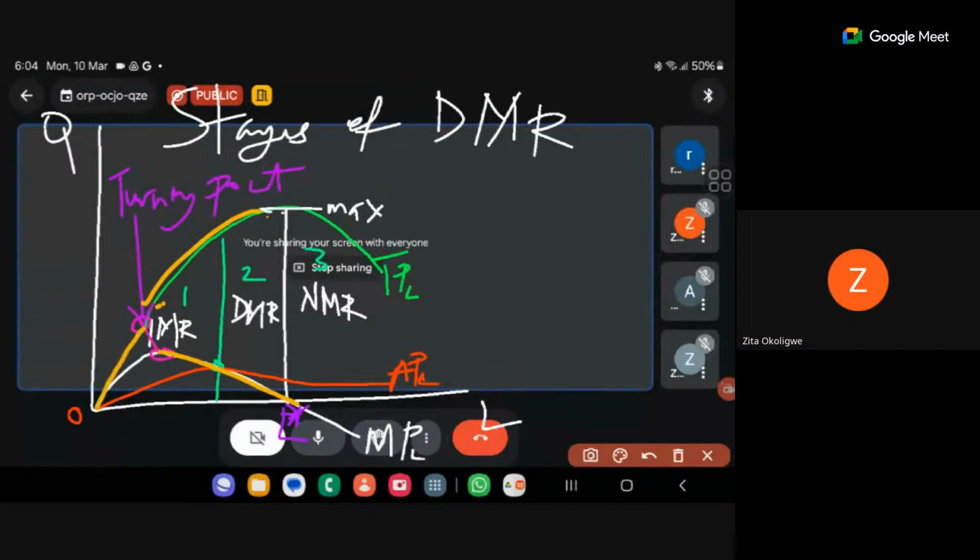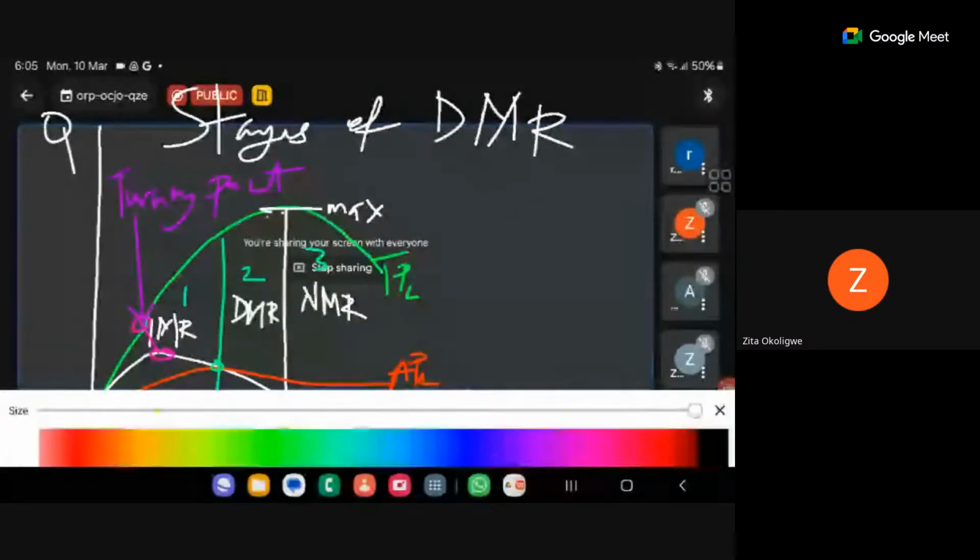But in the region where total product is rising at high speed, MP is rising. So what can you notice? At the point where MP gets to maximum, it is the turning point for total product. So total product changes the direction in which it was moving.